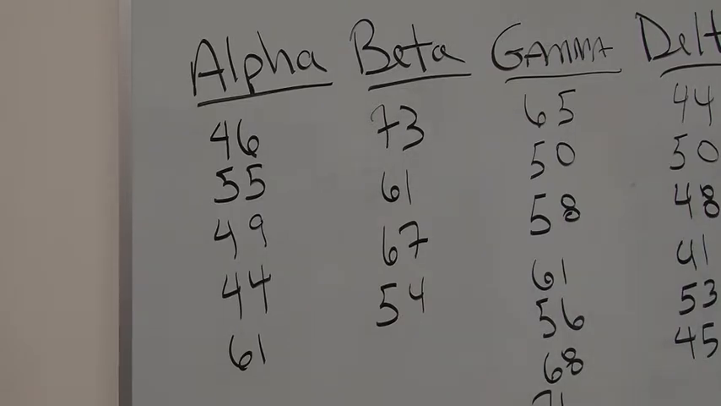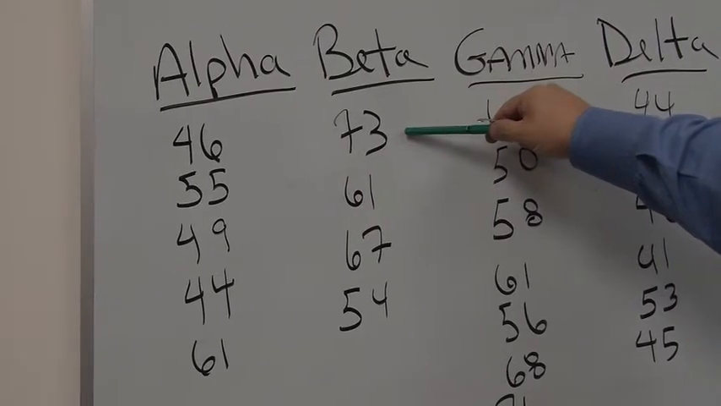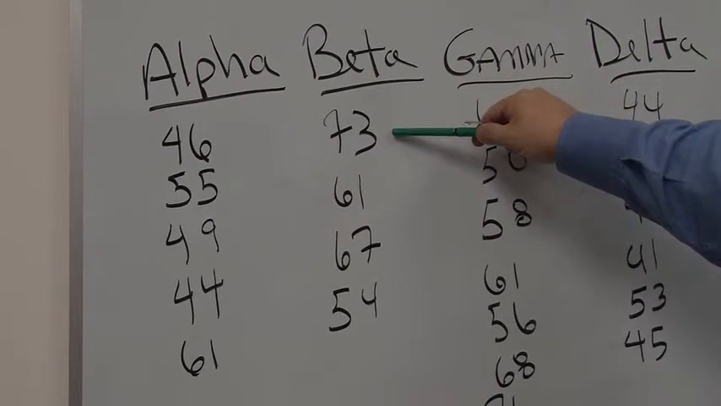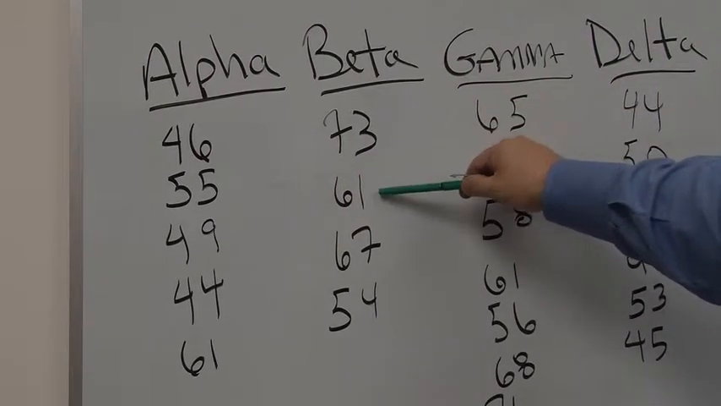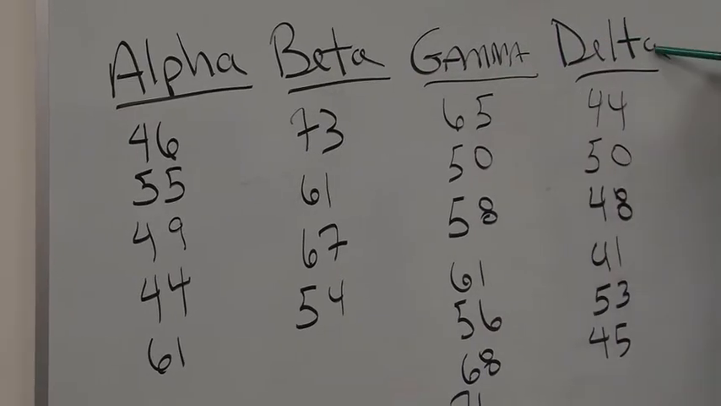For beta, we only had 4 cars. One car lasted, the tires lasted 73,000 miles with beta tires. On the second car, the set of beta tires lasted 61,000 miles. And then you can see here on gamma and delta.